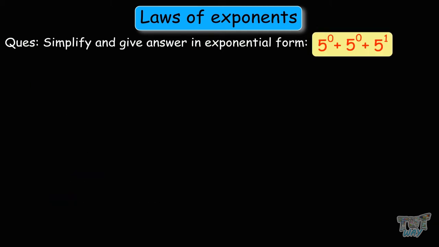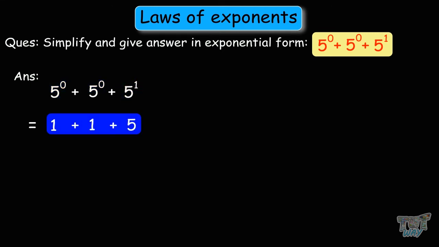Next question, 5 to the power 0 plus 5 to the power 0 plus 5 to the power 1. 5 to the power 0 is equal to 1, so 1 plus 1. And then we add 5 to the power 1, which is just 5. And our answer will be 7.